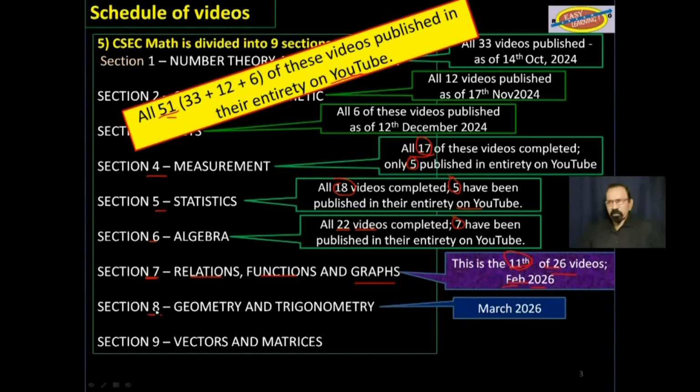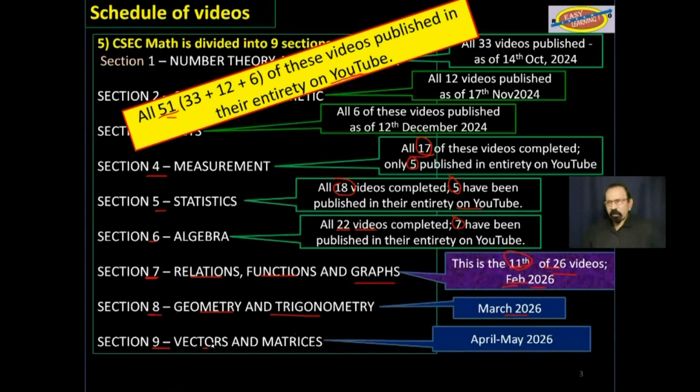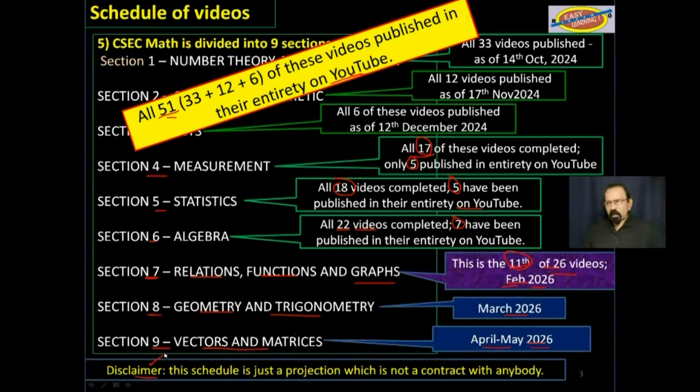After that, we will continue with section 8, geometry and trigonometry. Hopefully by March 2026, that will be finished. And finally, section 9, vectors and matrices, by April, May 2026. Please note this disclaimer down here. This schedule is just a projection and is not to be interpreted as a contract with anybody.